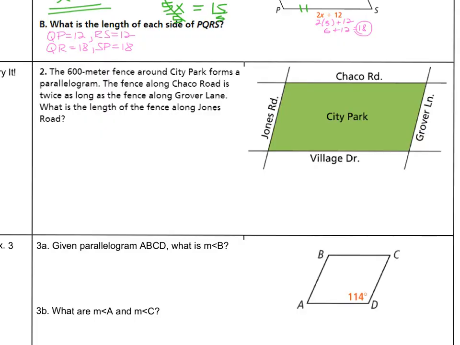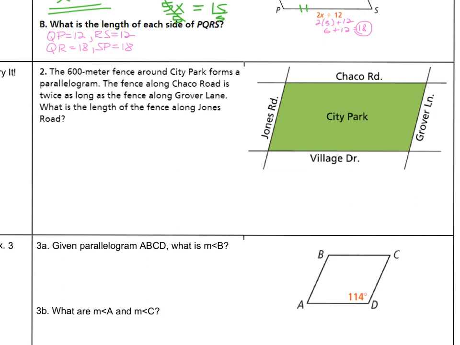Example 2 is incorporating a little bit of application. The 600-meter fence around City Park forms a parallelogram. The fence along Chaco Road is twice as long as the fence along Grover Lane. What is the length of the fence along Jonas Road?